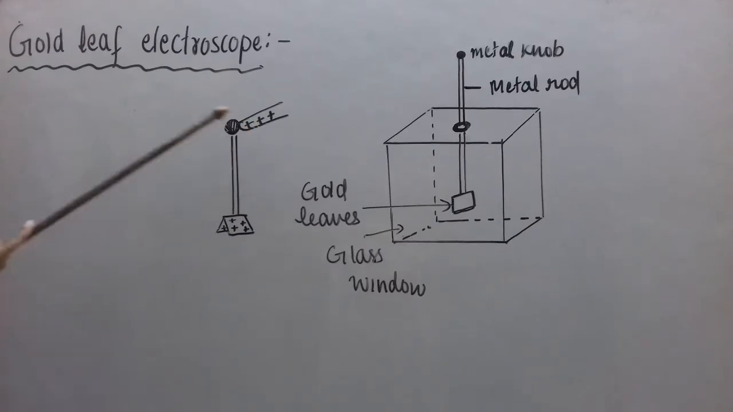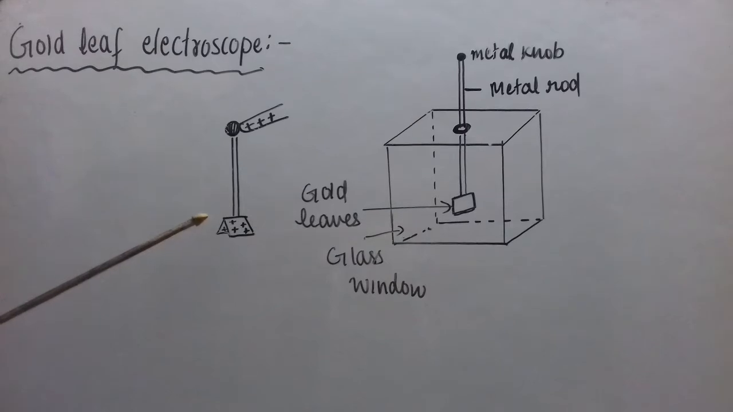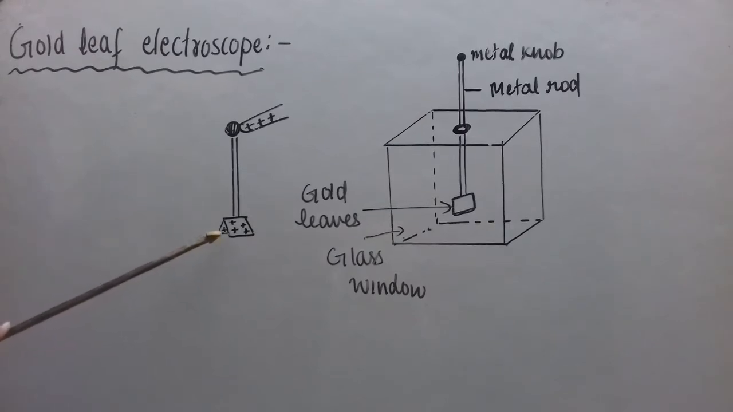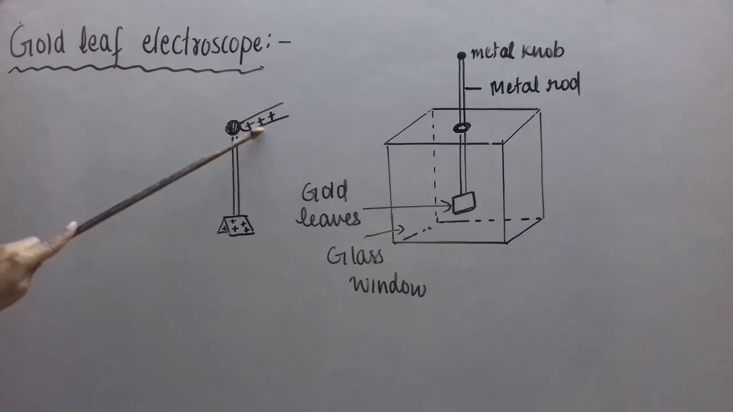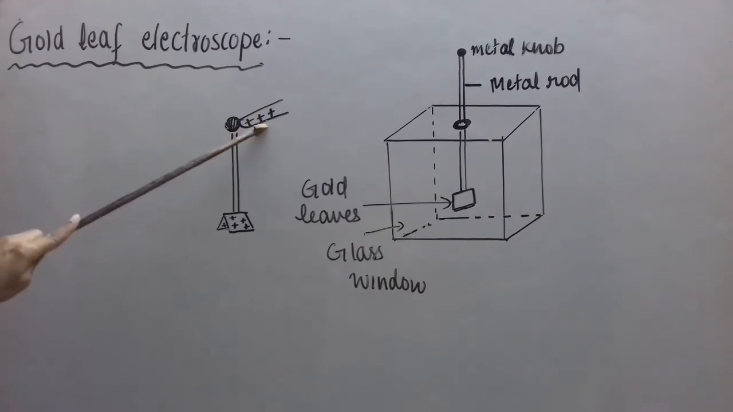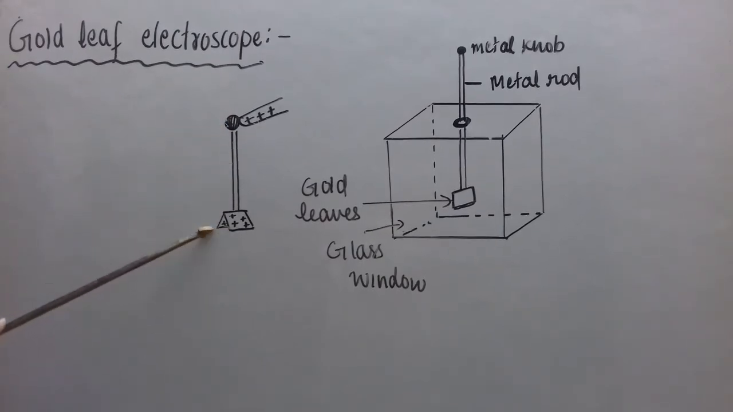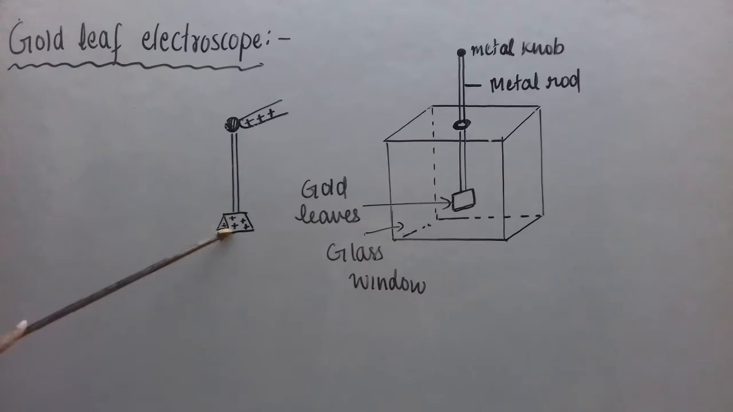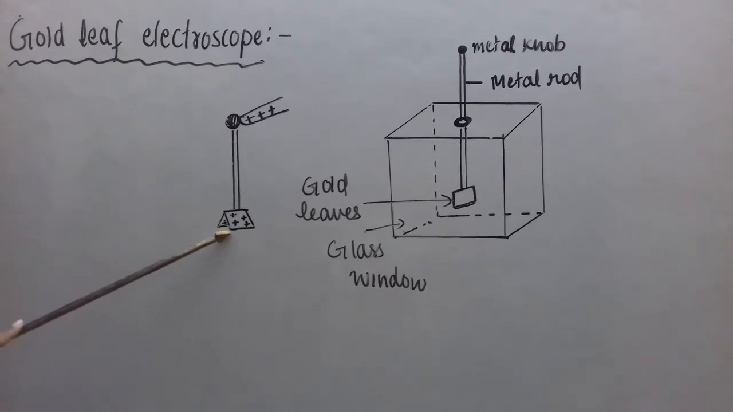But how to detect whether it is positively or negatively charged? For this, first of all, we should have a known charged object with us. Let us say we have a known glass rod which is charged and positive. Then if we place it in contact with the metal knob, we know that the two leaves are now positively charged. They have acquired the positive charge and they have shown this divergence.